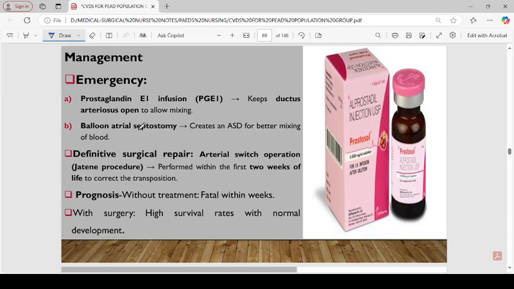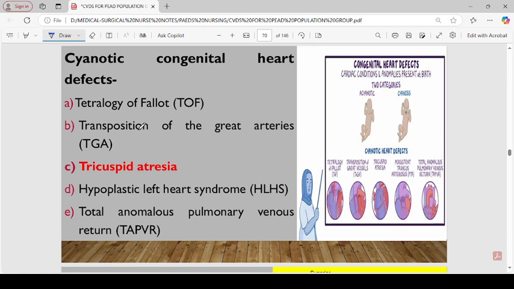The definitive surgical repair, that's the atrial switch operation, is referred to as the Jatene procedure. The Jatene procedure is performed within the first 2 weeks of life to correct the transposition. Prognosis without treatment is fatal within weeks, while with surgery there is a high survival rate with normal development.